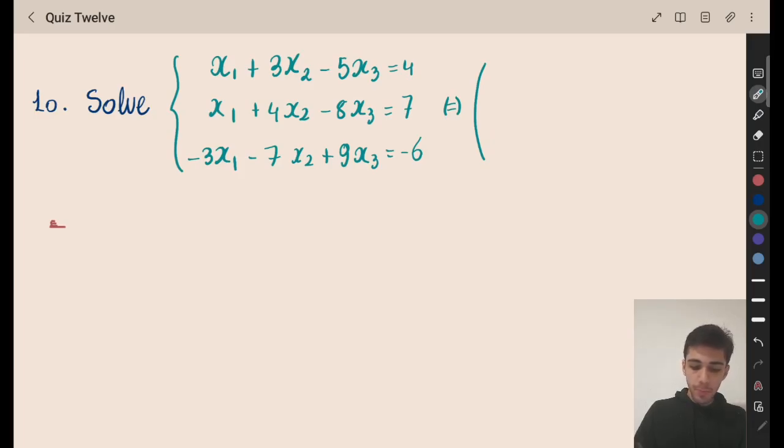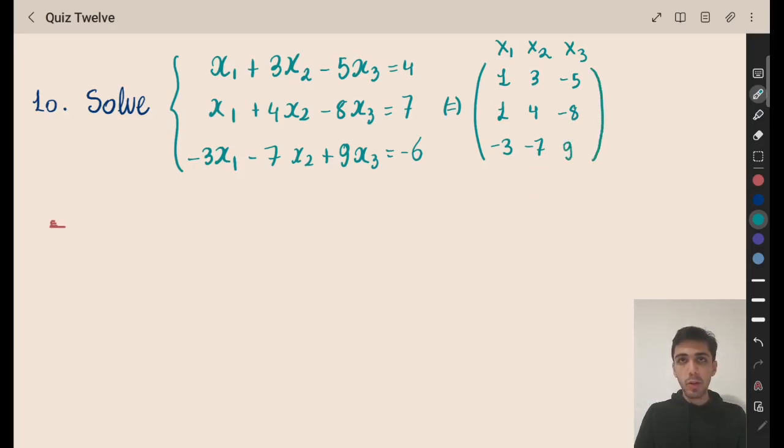Here's what I'm going to do. I'm going to write the coefficients of each variable here. The coefficient of x is 1. In the second equation, the coefficient is 1. Third equation, the coefficient is -3. I do the same thing for the other two ones. This is my coefficient matrix.